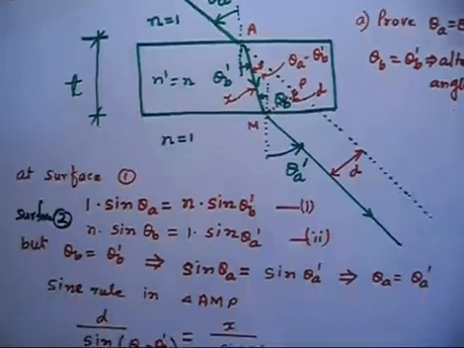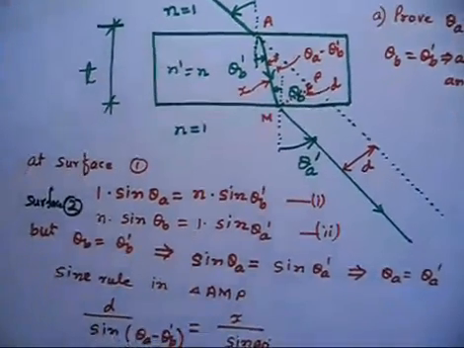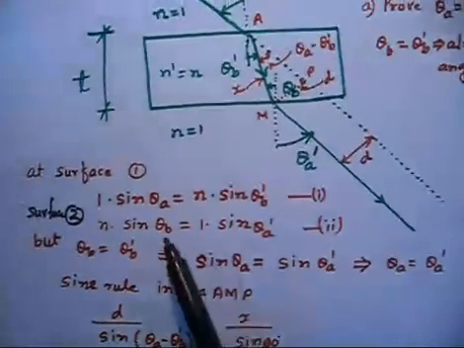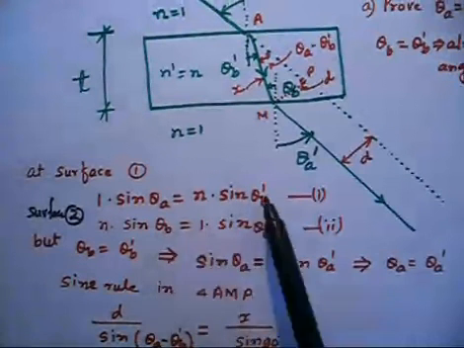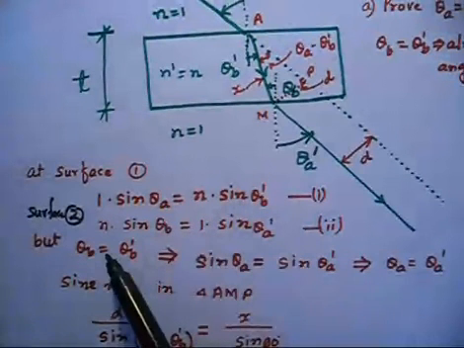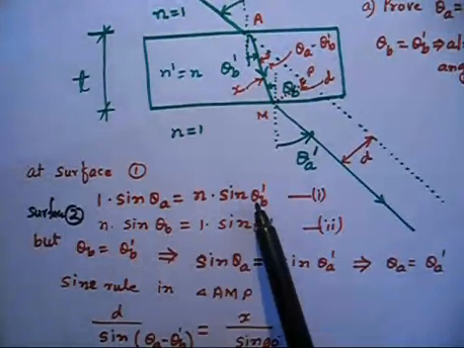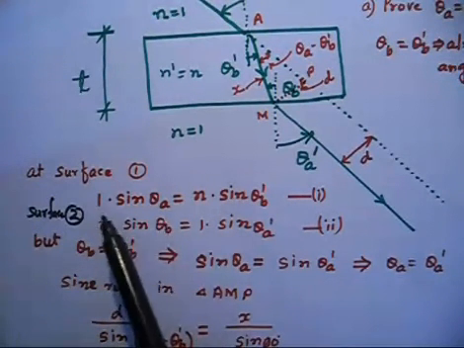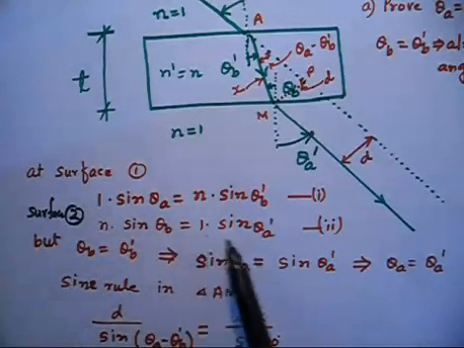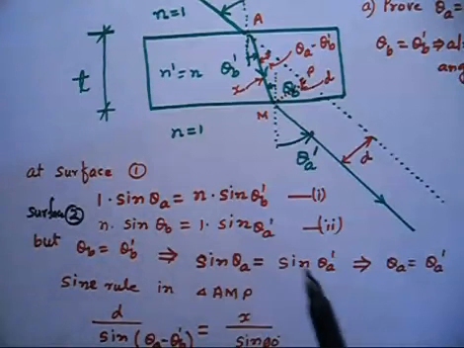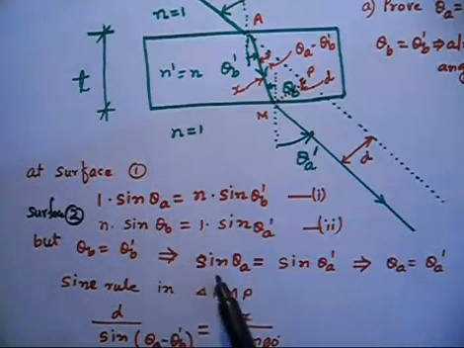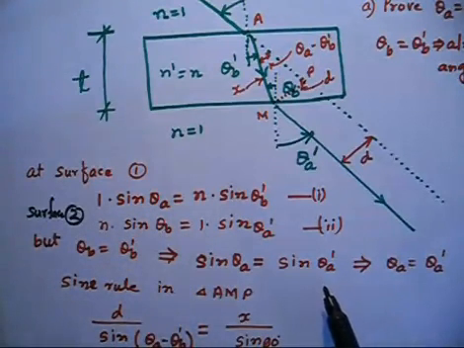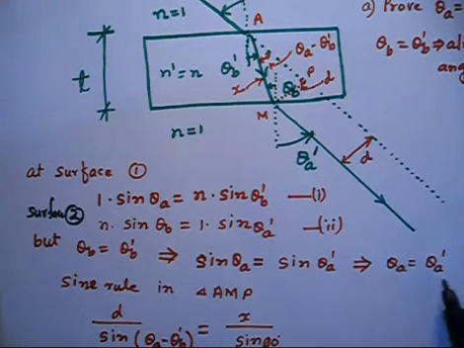Now the third equation I can write, since theta B is equal to theta B dash, this and this cancel out. So this means 1 into sine theta A is equal to 1 into sine theta A dash. So simply I can write sine theta A is equal to sine theta A dash. This implies theta A is equal to theta A dash.